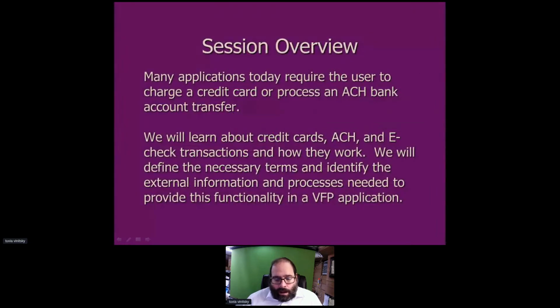Now, a lot of times, it's very common today for users to assume that their software will be able to process credit cards or other financial transactions as part of the software system. Maybe it's a credit card charge or an ACH bank account transfer or something along those lines. So what we're going to do is we're going to learn today about credit cards, ACH, e-check transactions, and how they work. We will define the necessary terms. We'll identify the external information and processes needed to perform this functionality in our VFP application.